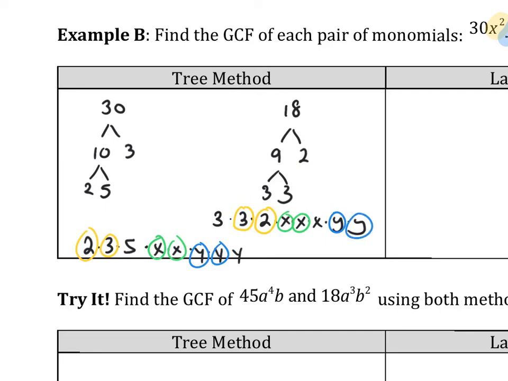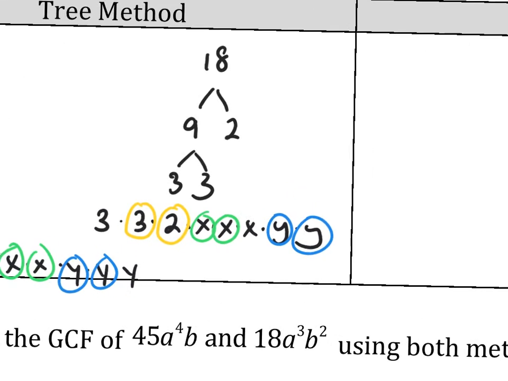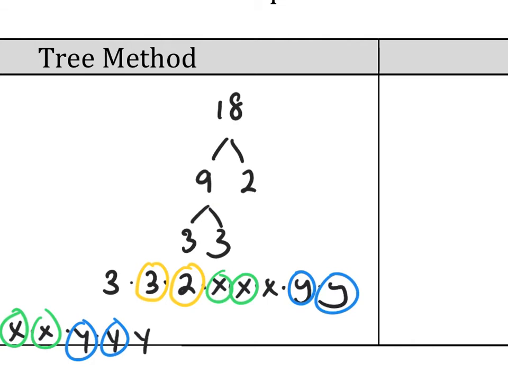Okay? Now what we need to do is, since they're circled, it doesn't matter which one we look at. We're just looking at one of the circles. I'll just look at that one there. And I'm going to write it out as the GCF equals 3 times 2 times x times x times y times y. 6x squared y squared.